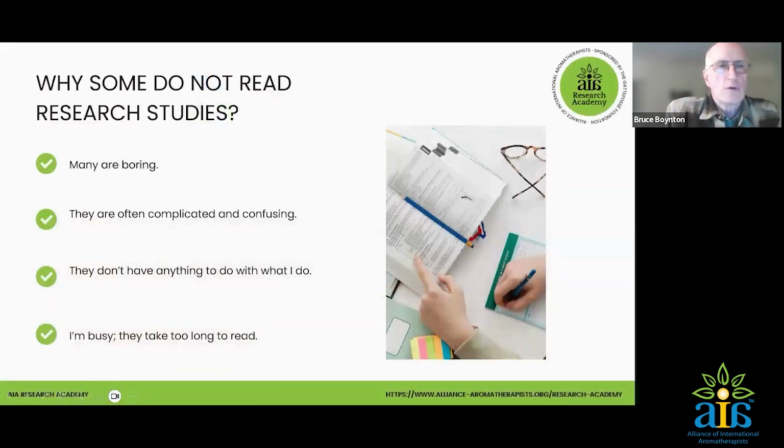Now, a lot of people say, why should I read research studies? Most of them are boring, and very often they're complicated and confusing. And they might not have anything to do with what you do. If you're a clinical aromatherapist or you make products to sell, maybe research doesn't have that much to do with what you do. The other thing is they take a long time to read, and a lot of people are busy.